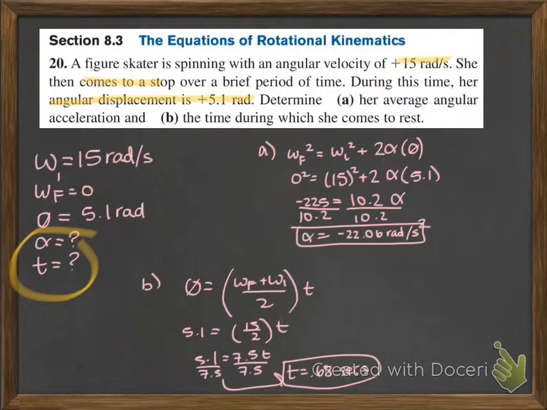Okay, so now that we know our theta is 5.1, and we already know our acceleration, and we already know our initial and final, we can find time by using theta equals final velocity plus initial velocity over 2 times t. So since our final velocity is 0, we're just going to have 15 as our velocity over 2, times t, equals 5.1. So then you would end up dividing 15 by 2, which would give you 7.5, and you're dividing 5.1 by 7.5. So your time would give you 0.68 seconds.